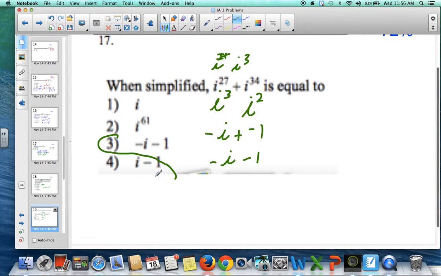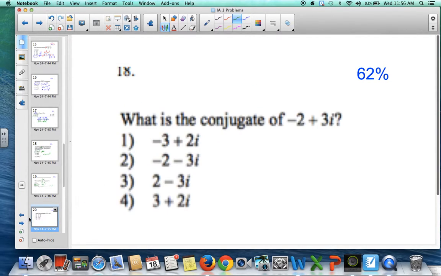They didn't write this in the proper form. The proper form would have been to say negative 1 minus i, but either way, this is the correct answer. All right, next one here.